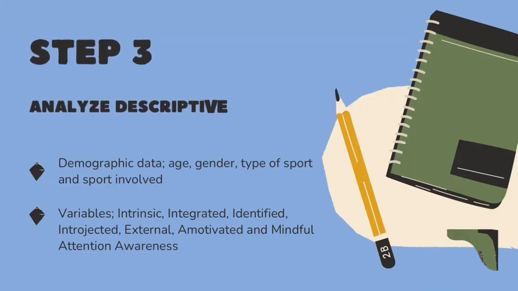Step 3 is to analyze the descriptive statistics. The demographic data for age, gender, type of sport, and sport involved are categorical variables, so we can analyze using a frequency table or bar graph. As for the variables intrinsic, integrated, identified, introjected, external, amotivated, and mindful attention awareness, it is appropriate to use a scatter plot to find the strength of the relationship.